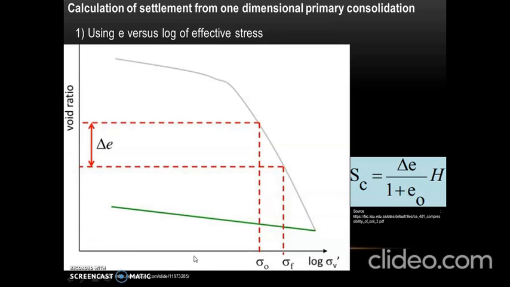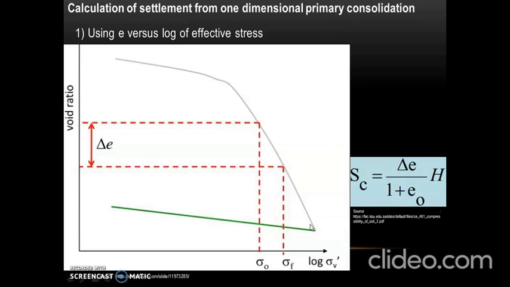Here we can see a plot of voids ratio e versus log of sigma v dash, or log of sigma dash. This curve consists of parts. First one is a recompression curve, second is virgin compression line, and third one is rebound curve.